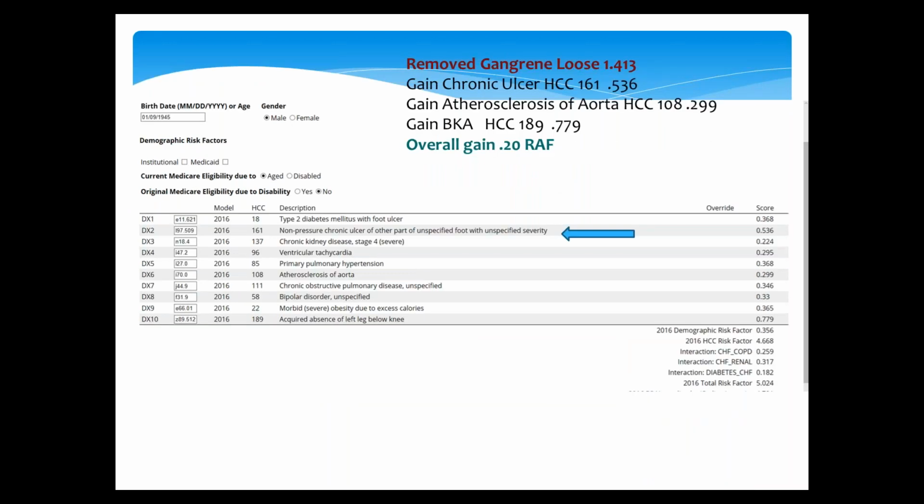Now, if we remove the gangrene, because we had an ulcer, we lose that 1.413, but now we gain back the BKA and the atherosclerosis of the aorta, and we get 0.536 for the ulcer. So overall, in this scenario, we gain 0.2.